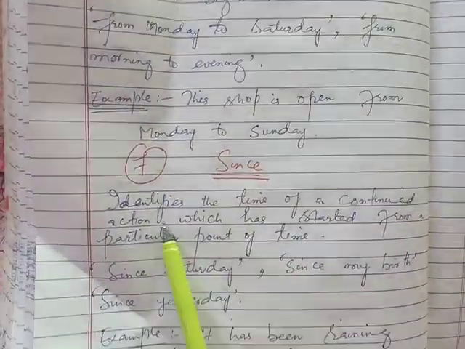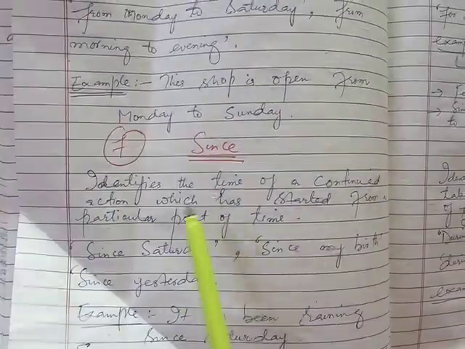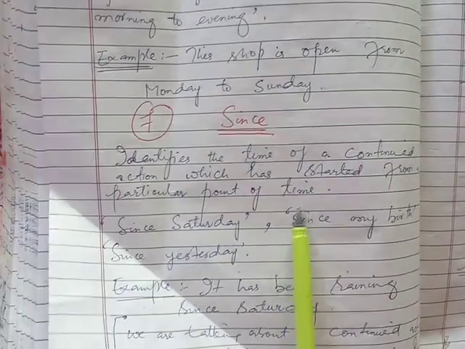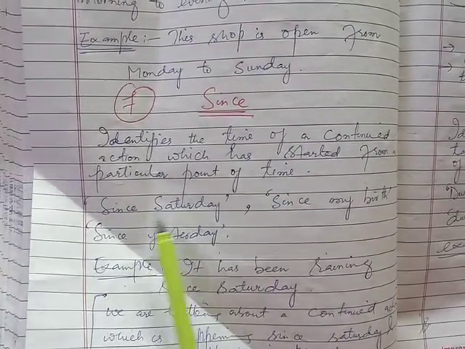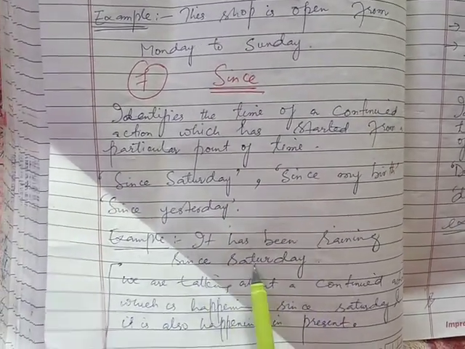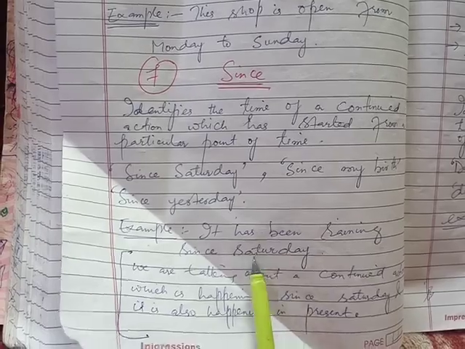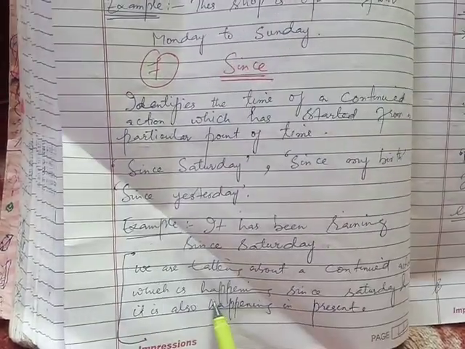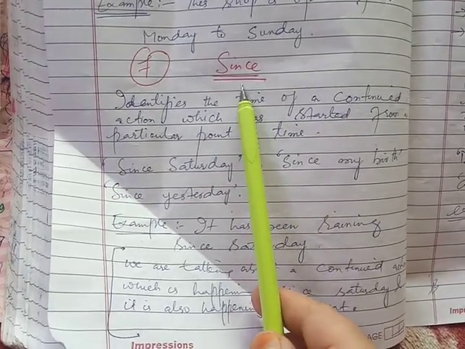Actually, this since, my dear students, look here carefully. Since identifies the time of a continued action which has started from a particular point of time. For example, since Saturday, since my birth, since yesterday. Example, it has been raining since Saturday. This means that it is a continued action that was happening in the past, but this is still continuing. We used here the preposition of time, since.